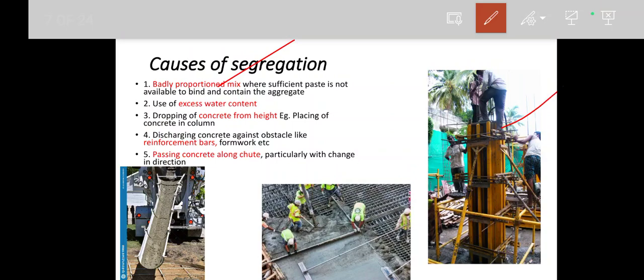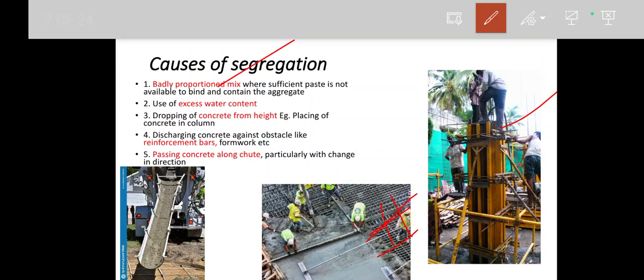Whenever you drop concrete from a height, due to its specific gravity the coarse aggregate will fall down first, and only then the cement matrix. That also will result in segregation. Also, if you are using closely spaced rebars, the space is not enough for the entry of that homogeneous cement matrix, which means sometimes the coarse aggregate will be stuck in between the reinforcement.